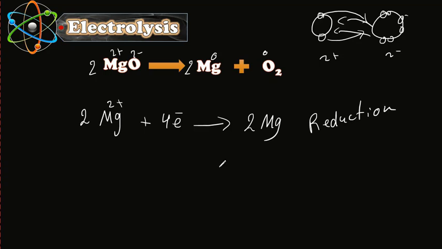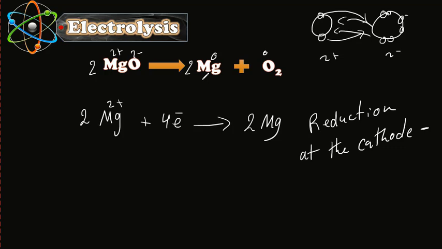So this gained electrons, it is reduction. Where does this reaction happen, at the cathode or at the anode? At the cathode. The cathode is negative, and this magnesium, because it is a positive ion, will go to the negative, because opposite charges attract each other.